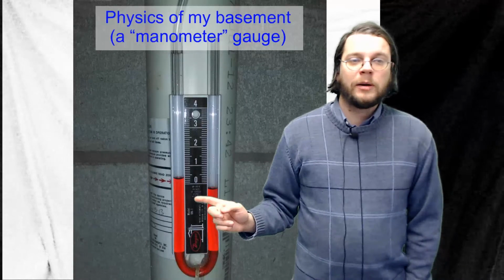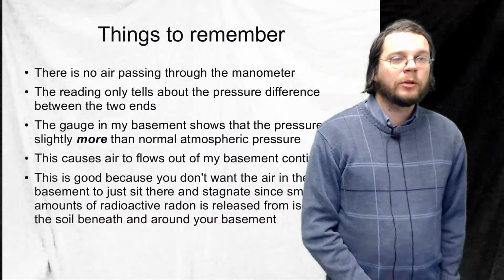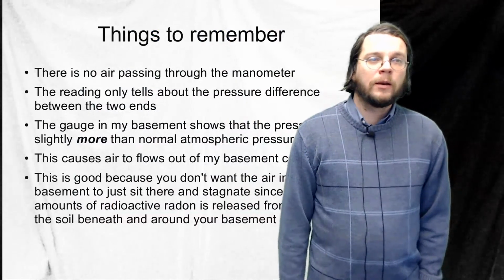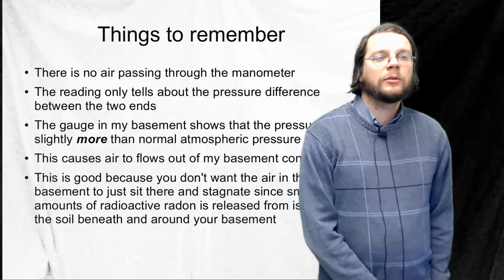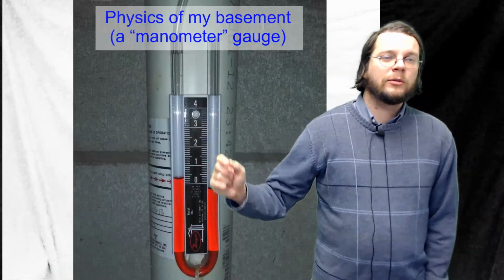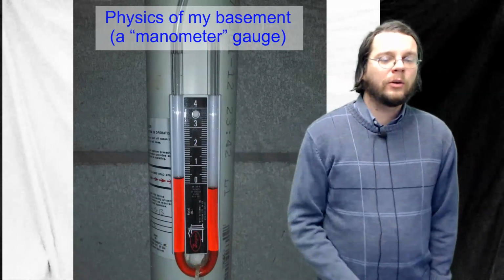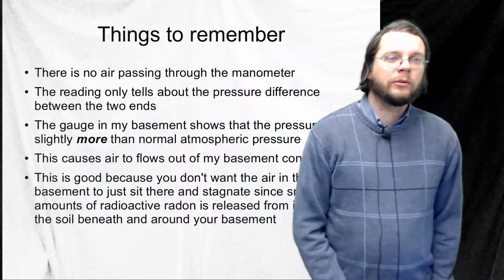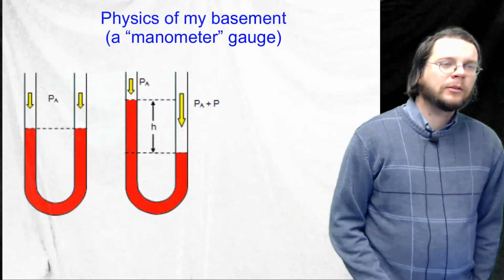But let's talk about exactly how this height factors into how much pressure we're dealing with. And by the way, there's no air passing through here, so it's not as if there's air passing through the tube that goes down through this thing and then over and then up. The oil is preventing air from moving through.